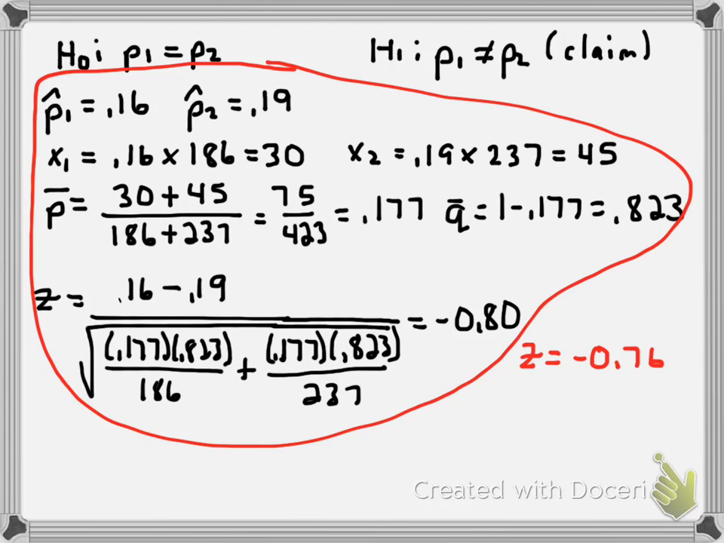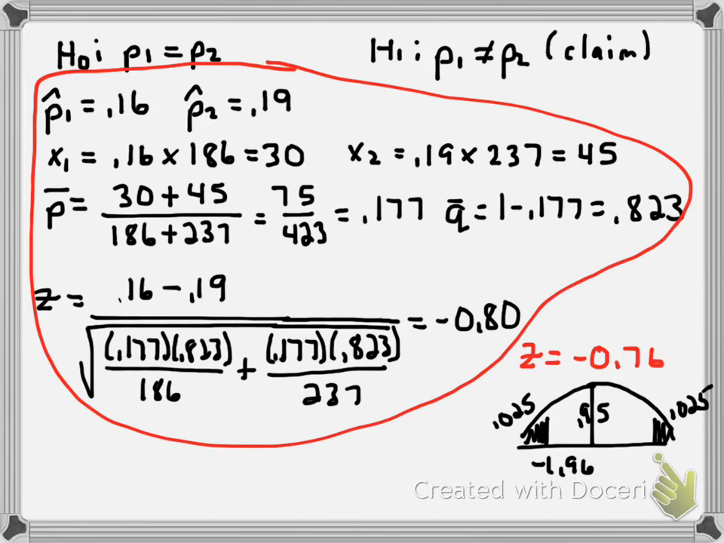Now we need to find any critical values. From the alternative hypothesis, we have a not equal to sign, so that means we have a two-tailed test. They told us that alpha was 0.05, so that means we have 0.025 in each tail and 0.95 in the center. So using table A2 or inverse norm, you should find that the critical values are negative 1.96 and a positive 1.96.